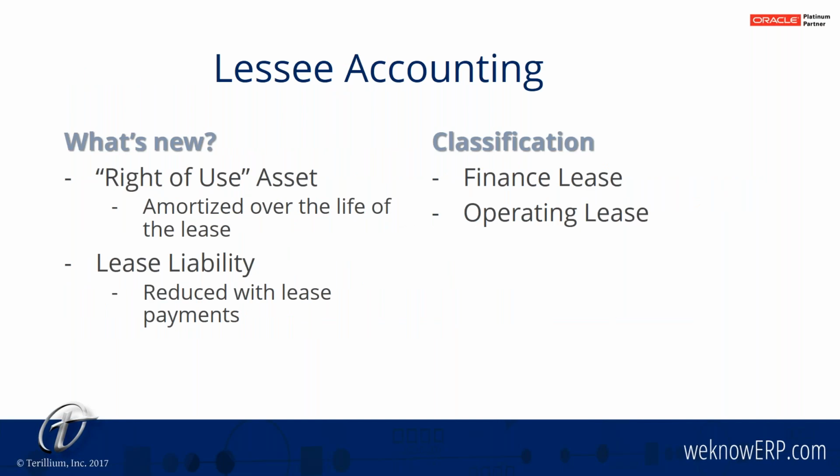So for the lessee, what's new? Basically, they're going to have to recognize the asset as a right of use asset, and it's going to be amortized over the life of the lease. And then the new lease liability is going to be reduced with lease payments over the life of the lease. There are two classifications for the lessee when they engage in a new lease. And this is a financing lease classification and an operating lease classification.